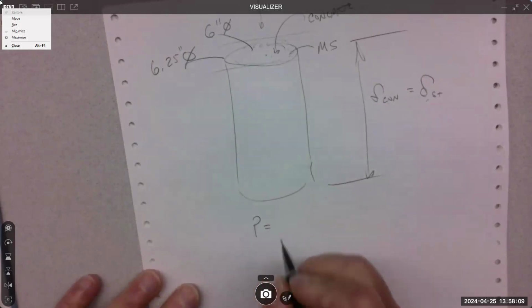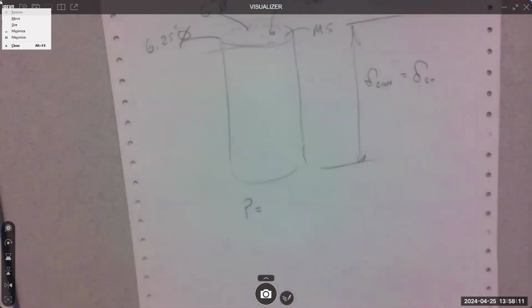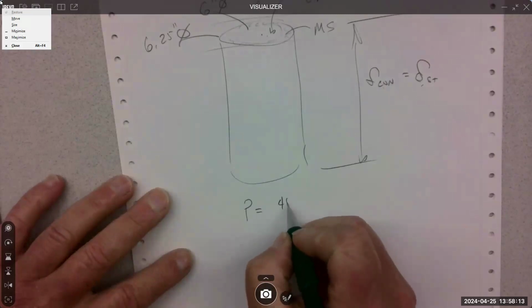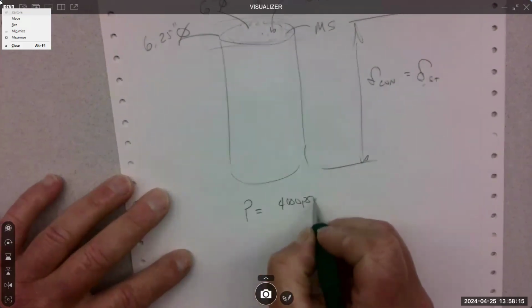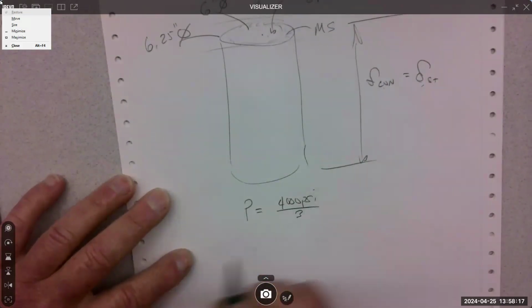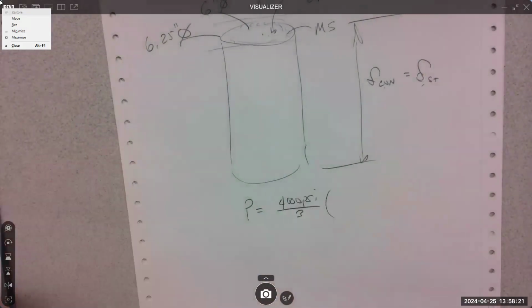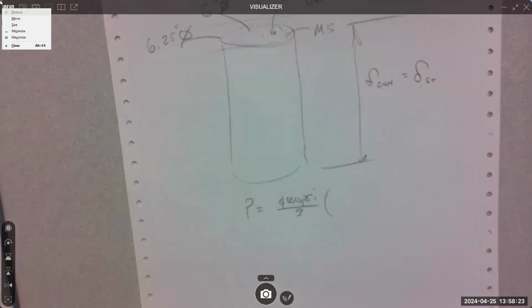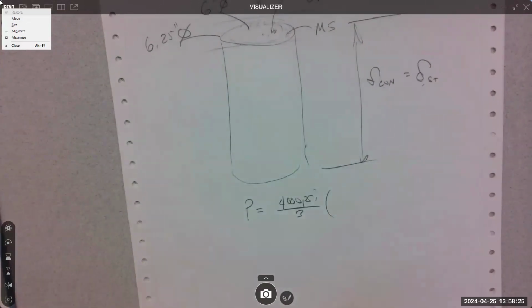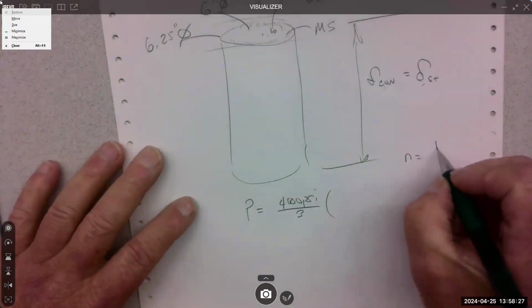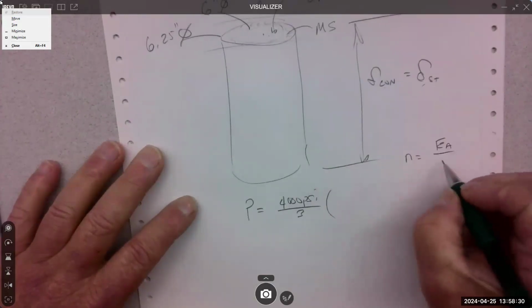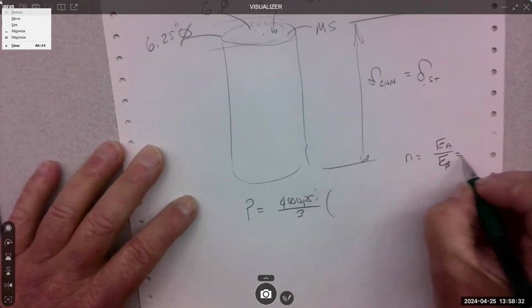So P is going to be stress in the concrete. We'll use our 4,000 PSI over 3. There's a couple other ways to do this, but we'll just go straight with that. N is going to be the modular ratio. So N is going to be EA over EB.